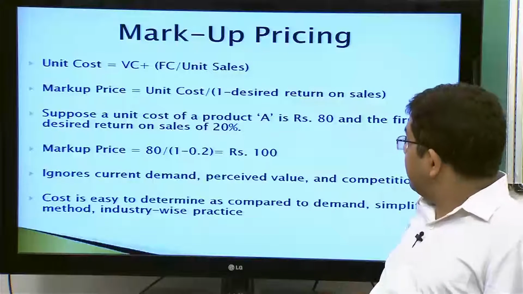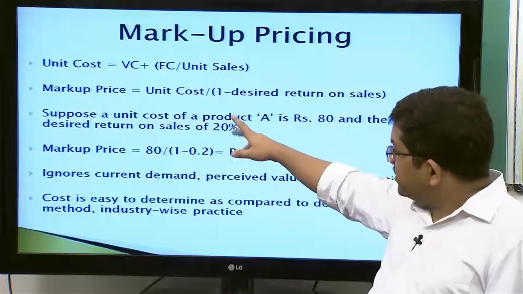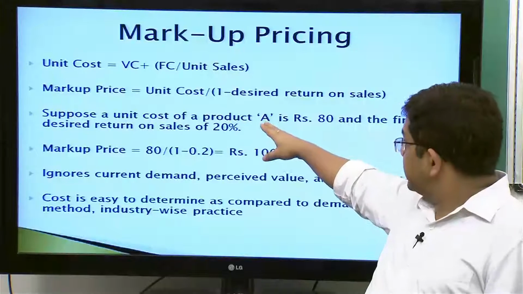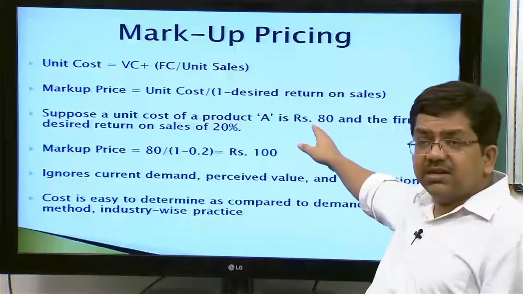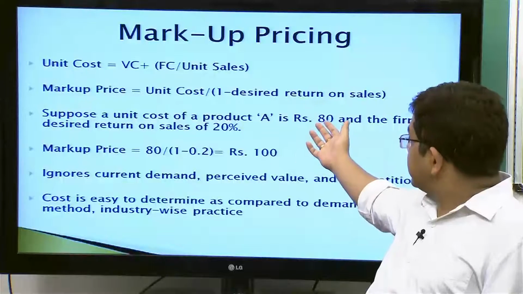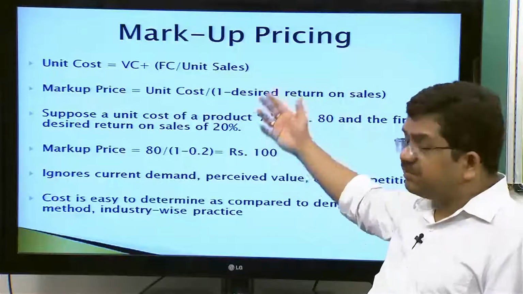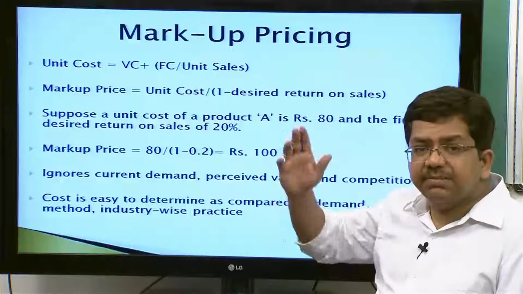Now you will understand, once you plot the markup price versus unit cost divided by 1 minus desired return on sales, that as the desired return on sales increases, the markup price will increase in a much sharper way.